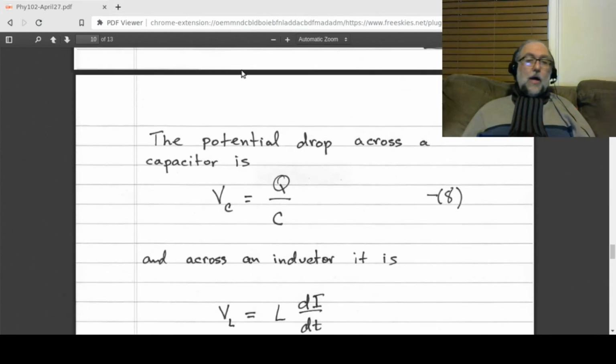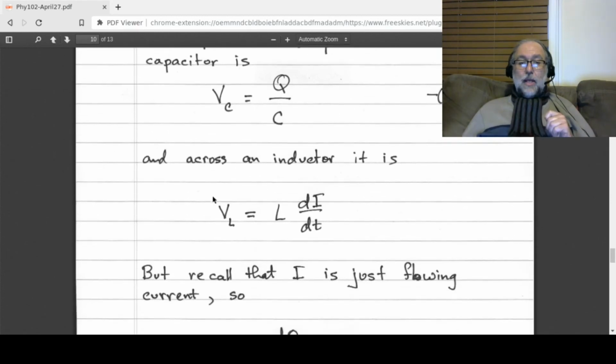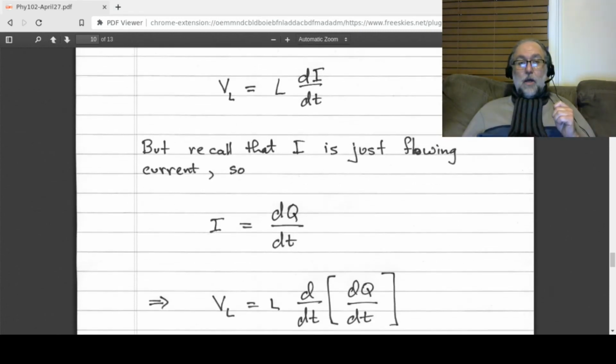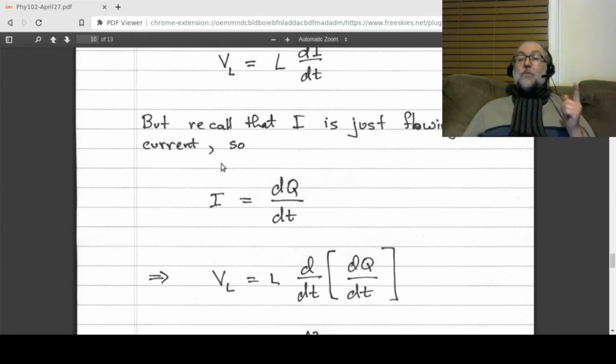The potential drop across the capacitor is Q over C. We saw that above, same formula here. The potential drop across the inductor is L di by dt. We saw that above, same formula here. And we're going to use one more formula, and that is that the current is dq by dt. So in this formula for the potential drop across the inductor, we can replace that current with its definition in terms of the charge on the capacitor.